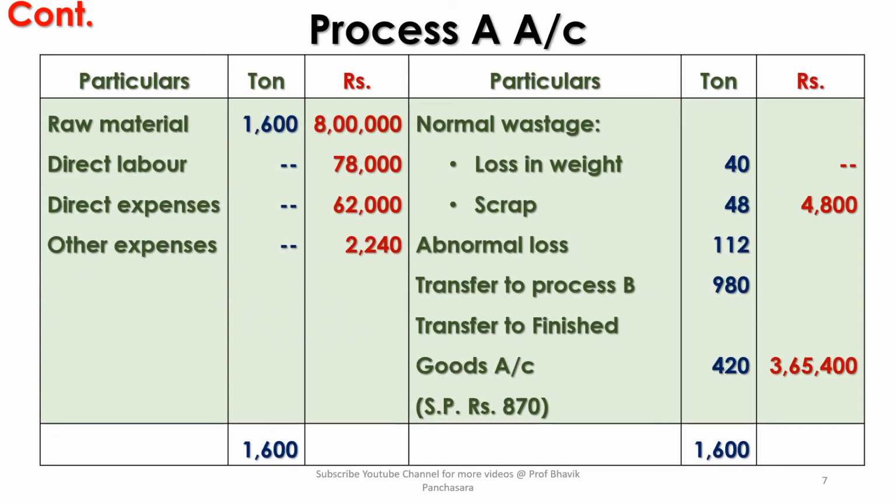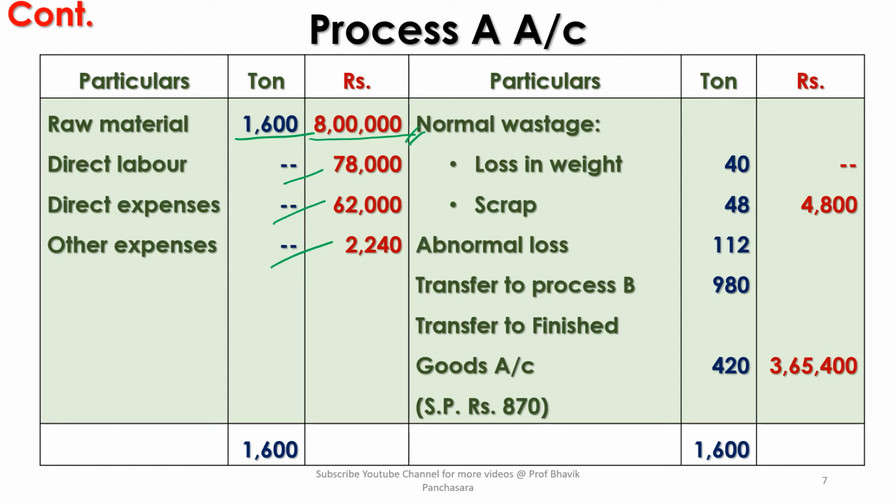Okay, in third step we will put the amounts for each and every point we have shown here. So, first we are showing the amount for raw material. Here raw material is introduced at the rate of 500 per ton. So, 1600 into 500, we will receive 8 lakh rupees. After that, put the amounts as shown in the question for direct labor, direct expense and other expenses.